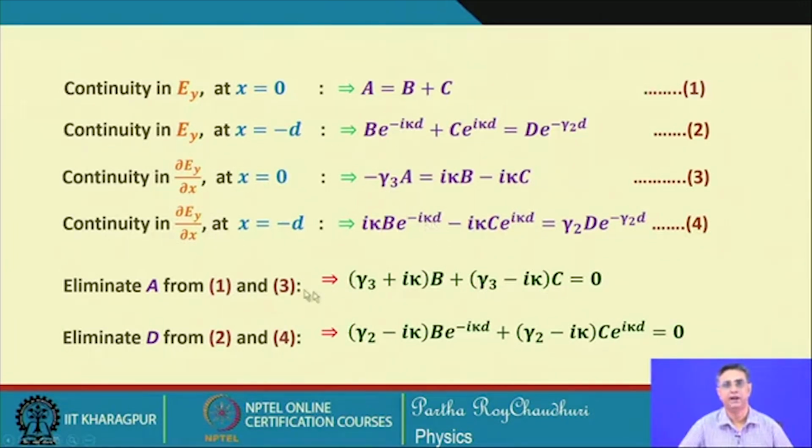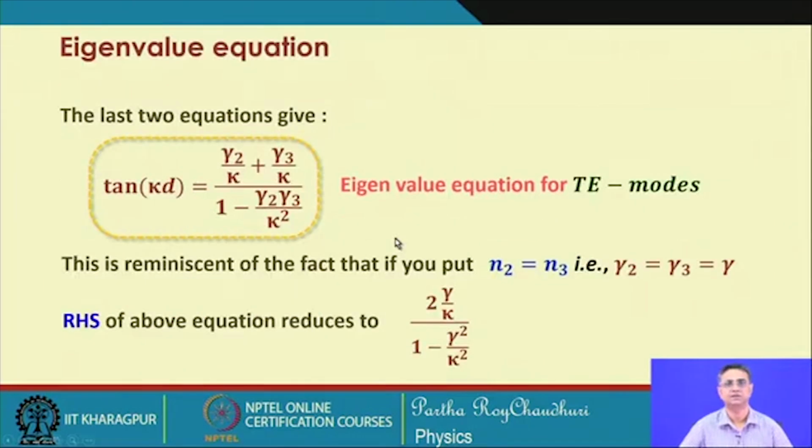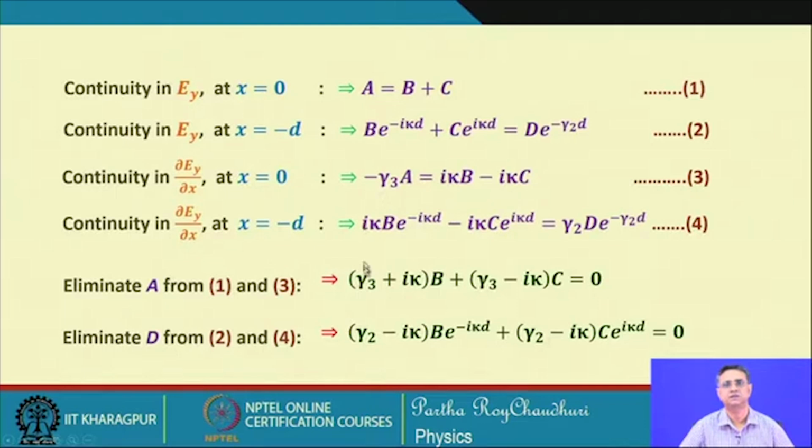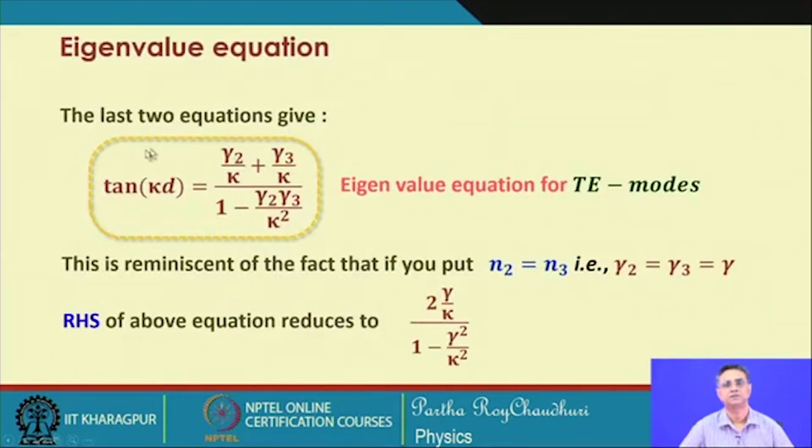Now, we have to do a little bit of algebra, which will give you this condition from 1 and 3 if we eliminate. And if we eliminate d from 2 and 4, then we will get this equation. So, we have two more equations, which are the outcomes of the set of 4 continuity conditions. In the last two equations you have C, you have B, and B will give this condition. A simple algebraic calculation will give you this. Therefore, you get the eigenvalue equation for TE modes in this form.